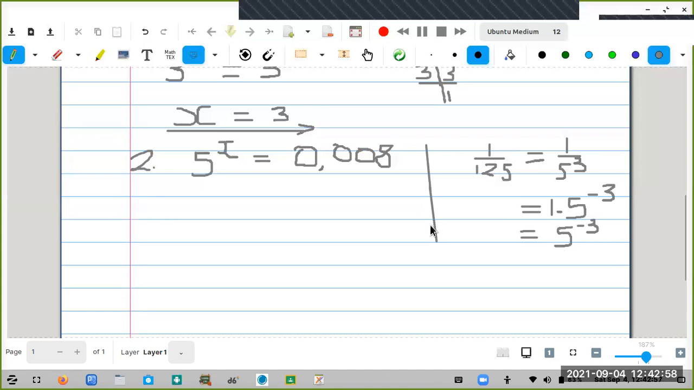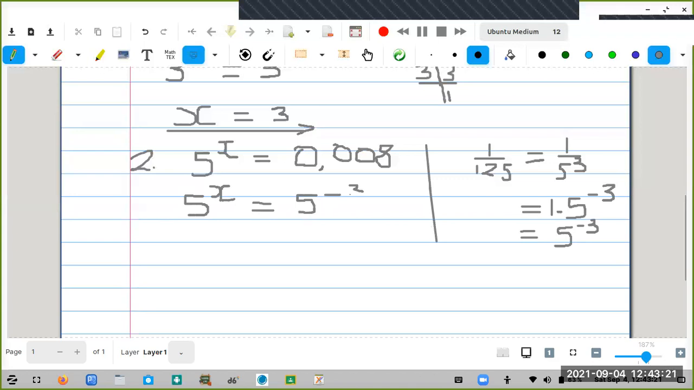That's the same. So it now means that my 5 to exponent x is equal to 5 to exponent negative 3.